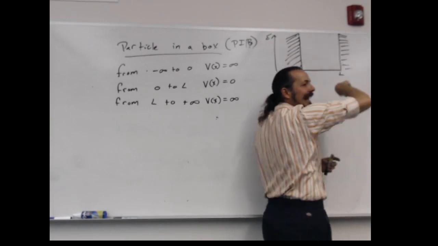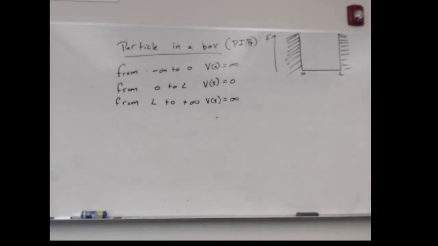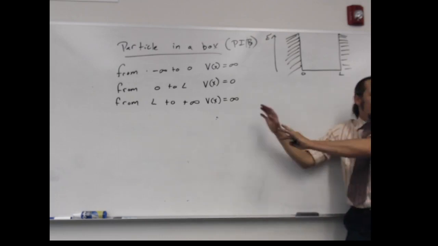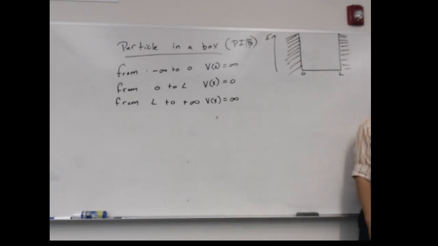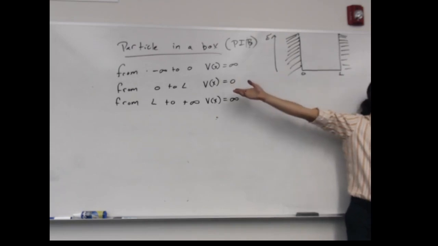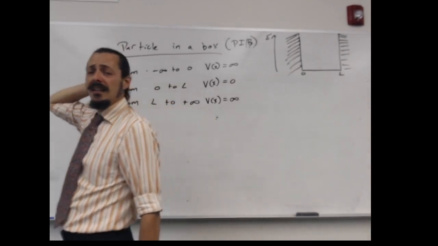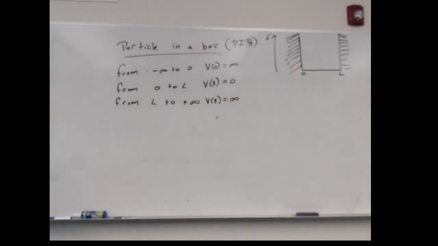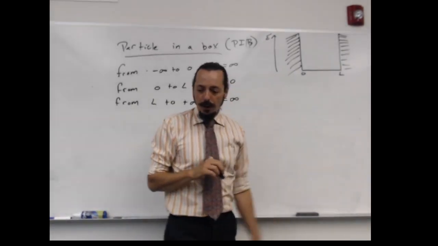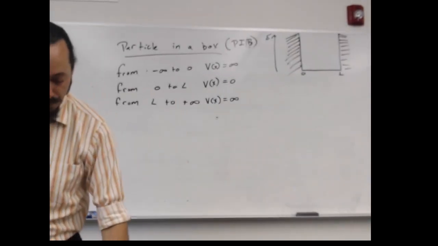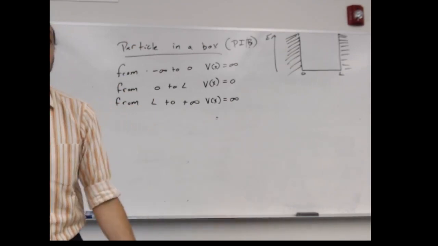If we wanted to push it past L, it would take an infinite amount of energy to push it out of the box that way. Do we have an infinite amount of energy? Nope, it's stuck there. If we wanted to push it past 0 to some negative distance, we'd have to push it with an infinite amount of energy. So again, this is kind of a fictional restriction on it. It's approximately true for a lot of systems. So the particle in the box becomes a pretty reasonable representation of some problems we see in chemistry.